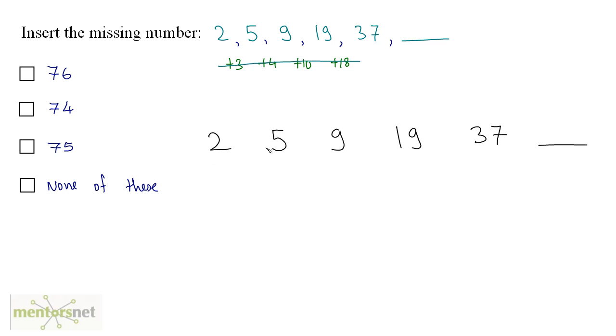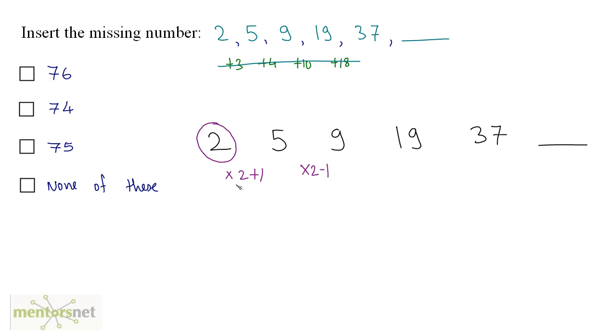Let us analyze the first two numbers, 2 and 5. Well, 5 can be obtained by doubling its previous number and adding 1, right? So times 2 plus 1, isn't it? Now, how can you obtain 9 from 5? Well, 5 times 2 minus 1 can give you 9, right? 5 times 2 is 10, minus 1 is 9, isn't it?